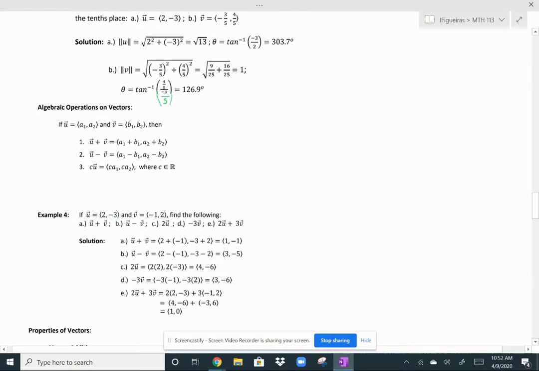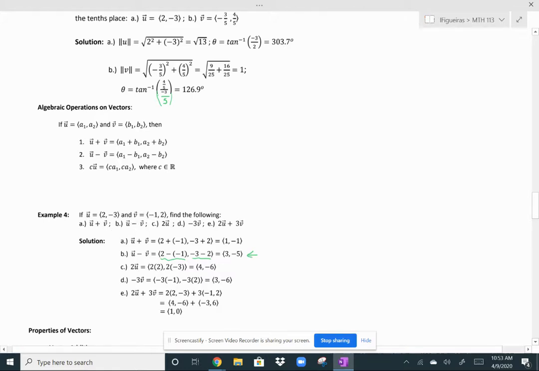Okay, so let's do part B. Part B says that I'm subtracting. So it's the same numbers that we used before, except we are subtracting them. 2 minus -1, -3 minus 2 gives us the components 3, -5 right here.